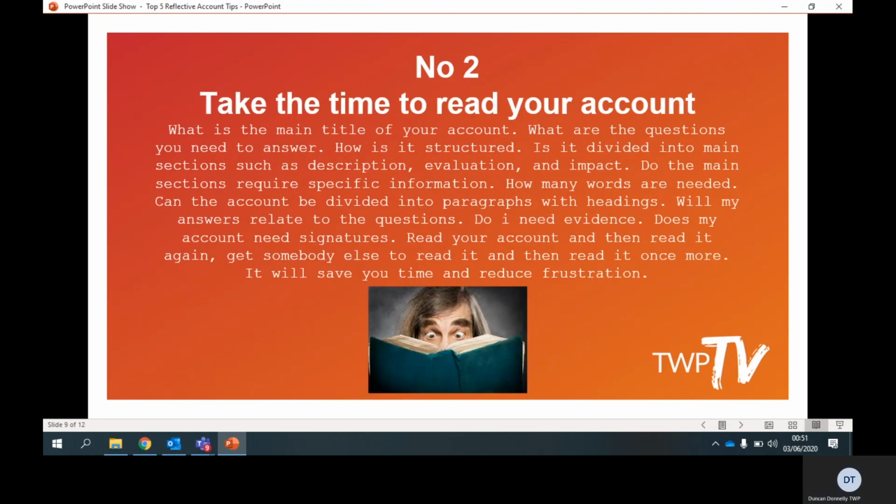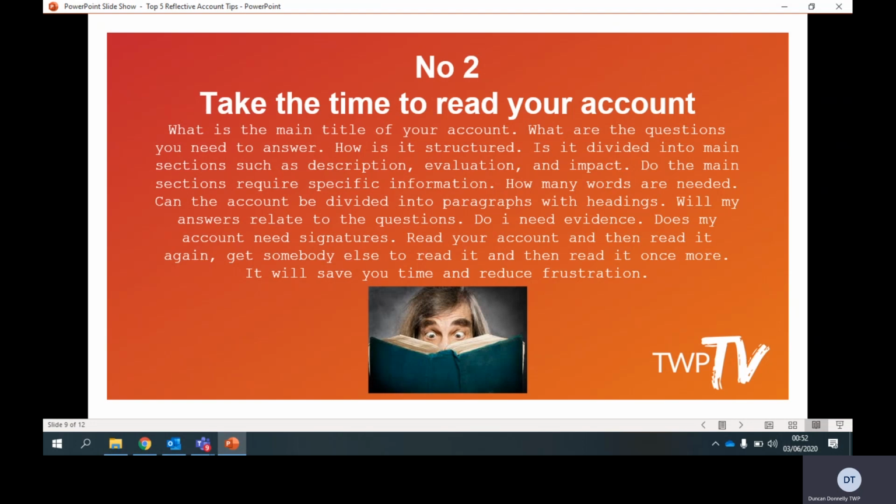Number 2, simple one, but it's really relevant. Take the time to read your reflective account. Consider what the main title of your account is. What are the questions that you need to answer? Now, you may think that's really simple, but I have on a number of occasions seen accounts where the content is actually quite good. It's structured well, the spelling's good, the grammar's good, there's lots of really good information in there, but it's not actually relevant to the reflective account. It's not answering the questions that the reflective account asks.